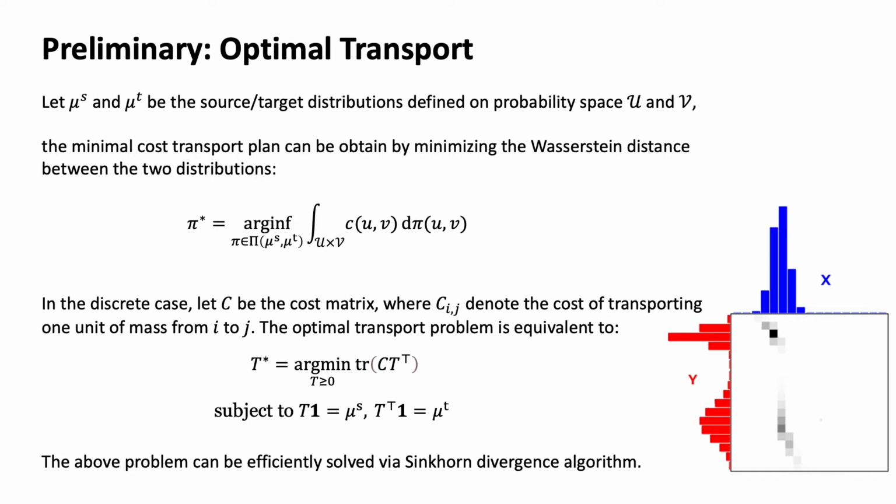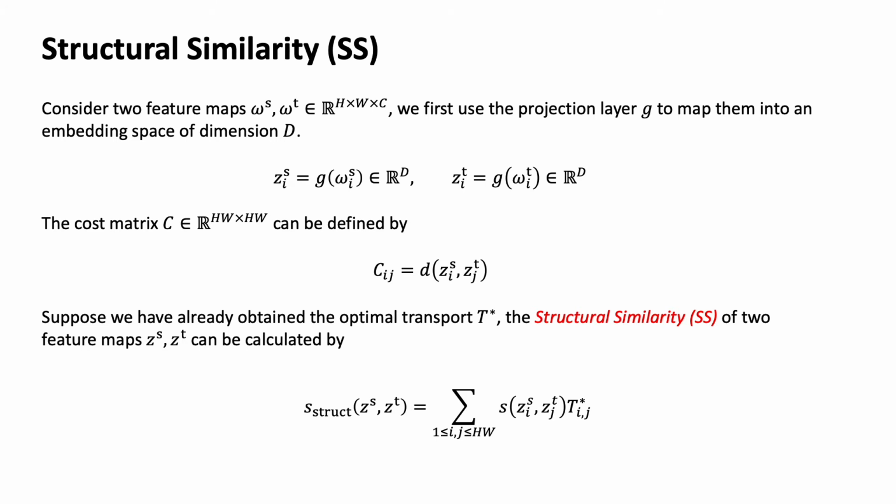Given a source distribution and a target distribution, the minimal cost transport plan can be obtained by minimizing the Wasserstein distance between the two distributions. In the discrete case, the problem can be written in matrix notation and efficiently solved via the Sinkhorn divergence algorithm. Consider two feature maps. We first use the projection layer G to map them into an embedding space of dimension D. The cost matrix can be defined using the distances between the features. The structural similarity of two feature maps can be calculated by the sum of the similarities between the features weighted by the optimal transport plan T star.